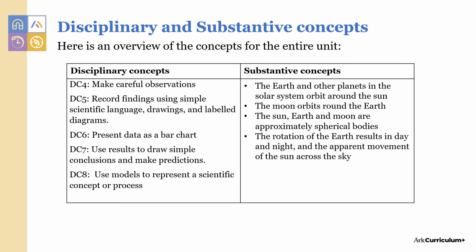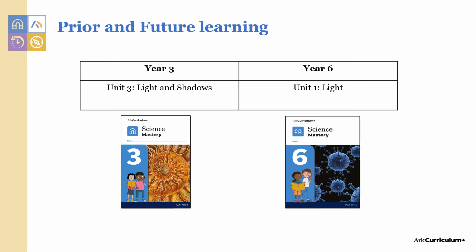Here is an overview of the disciplinary and substantive concepts for the entire unit, and you can pause the video here to read through them, or you can find them in the Science Progression Document or this unit's Unit Planning Guide. Here are the links for prior and future learning for this unit. You can find a bullet point list of the progression and all the linking facts in the unit planning guidance and extra information in the progression document.